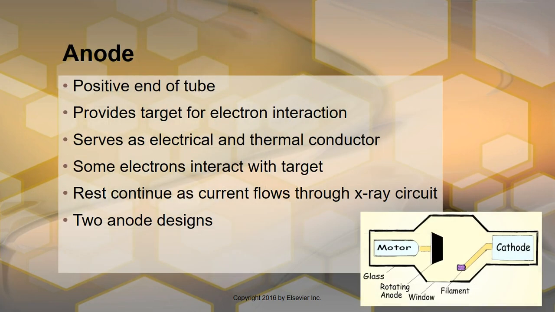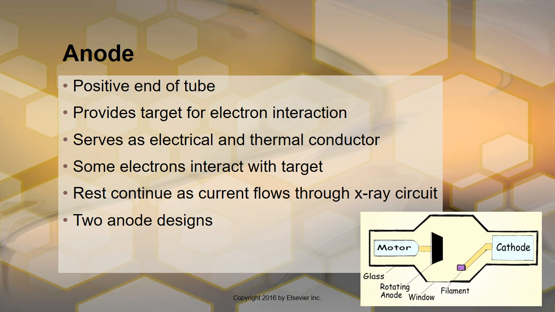So let's talk about the anode. The anode is the positive end of the tube. This is the target. The electrons are created at the cathode side, and then it sends them to the target of the anode, and when it hits that, the anode is, well, there's two types, but we usually use a rotating type, and it is an electrical and thermal conductor, and they interact in some way, every electron that's produced. And then the rest of them is the continuous current flows.